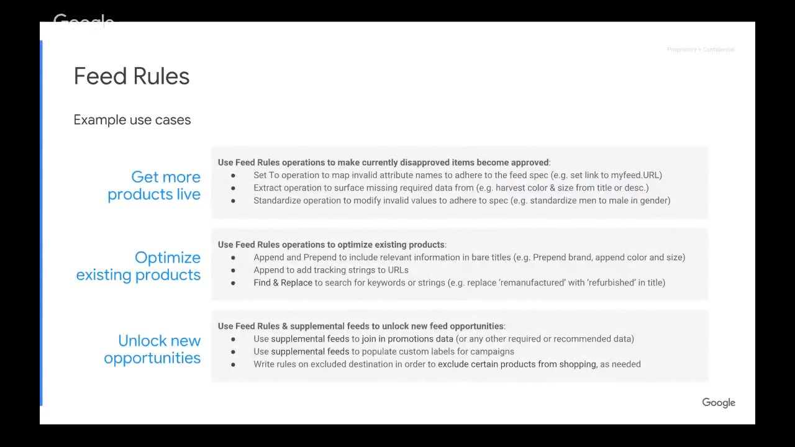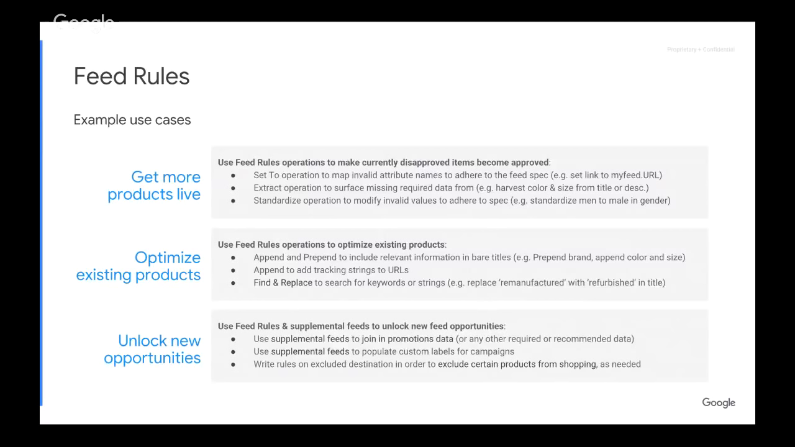What are good use cases for feed rules? Feed rules can help you get more products live. So you can use a so-called set to operation, for example, to map invalid attribute names to adhere to the feed spec. For example, if your attribute that holds all your links is called URL, you can simply translate the column name to the Google attribute link, and then get those disapproved items live.